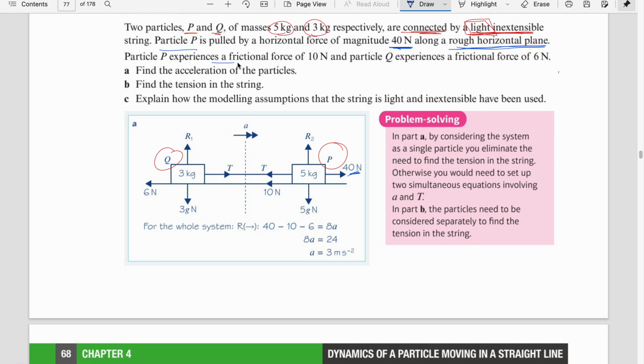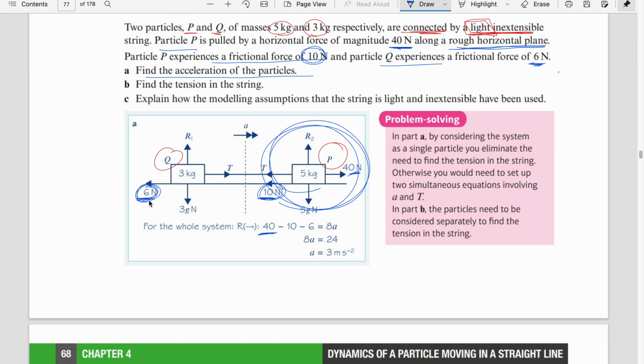Particle P experiences a frictional force of 10 newtons, opposite in direction to the 40 newtons, and Q experiences a friction of 6 newtons. Obviously that is lighter, so it experiences less friction. Find the acceleration of the particles. Now for the acceleration, they are connected, so we can solve it with one particle. If we consider P, the only force towards right is 40, and there are two forces pulling it back, one is 10 newtons and the other is 6 newtons.